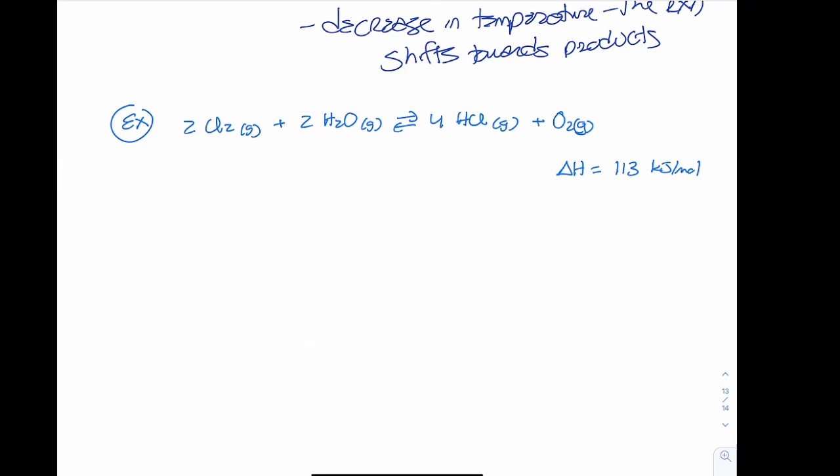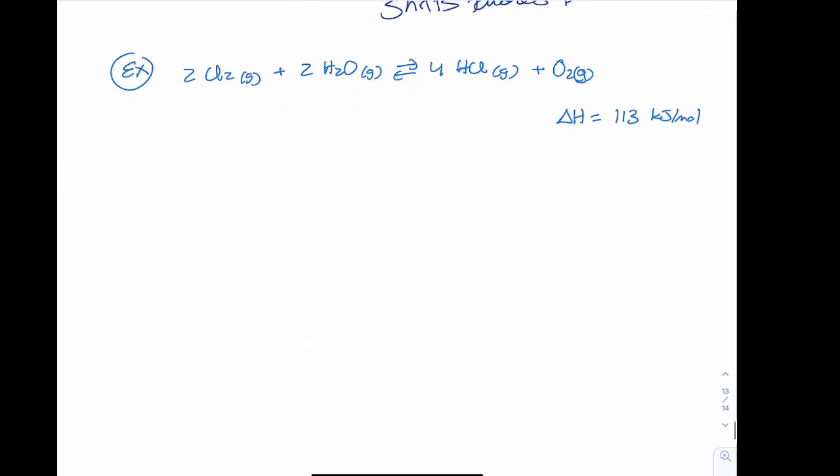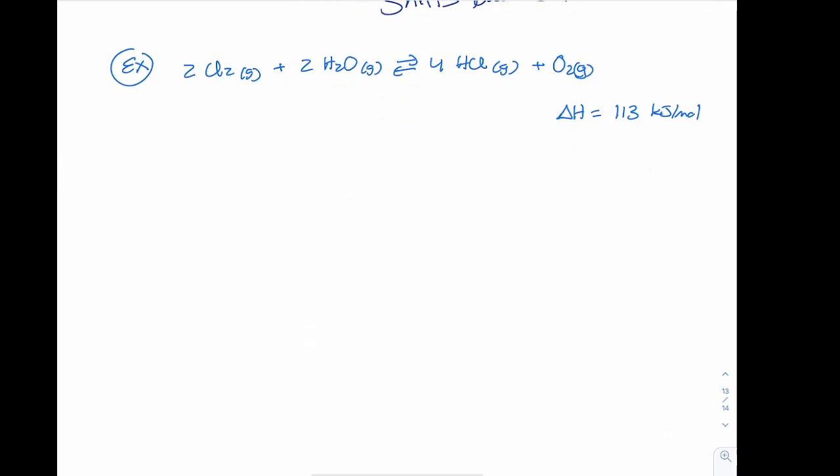And then we want to say which way will it shift under the following conditions, and I have a bunch of them. So let me just list them here real quick and then we'll go through it. So the first one, A, temperature is increased. I'm just going to use a T for temperature. B, volume is increased. C, pressure is increased.